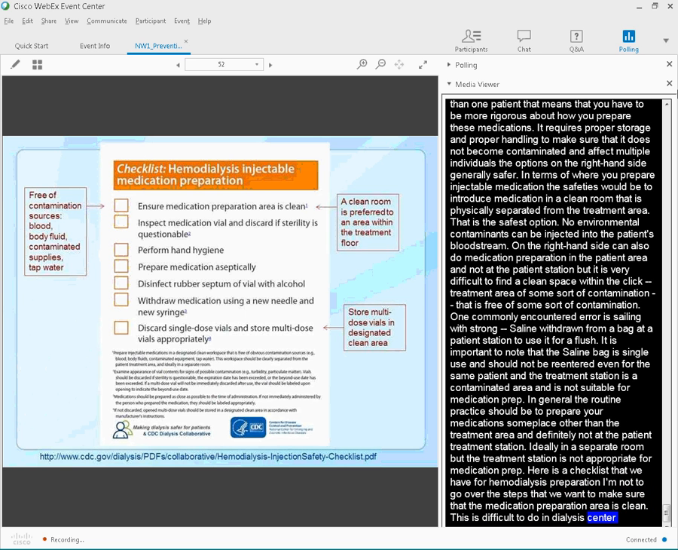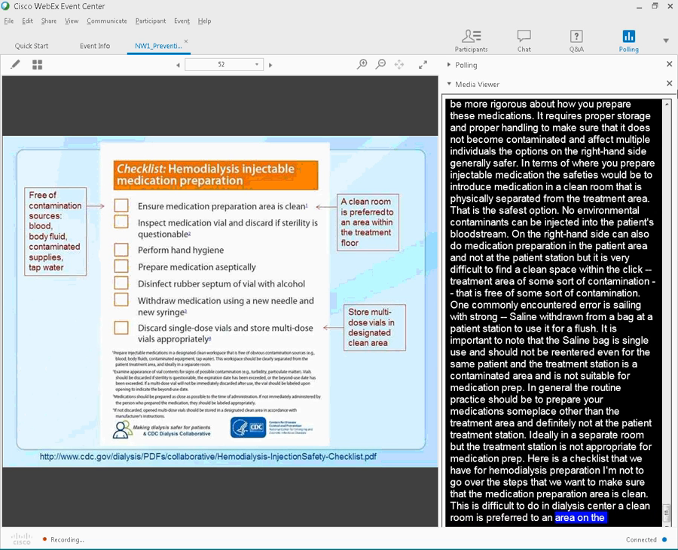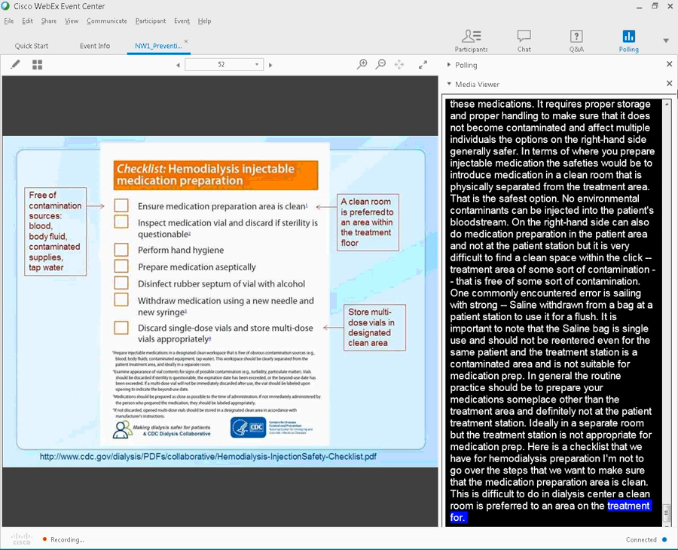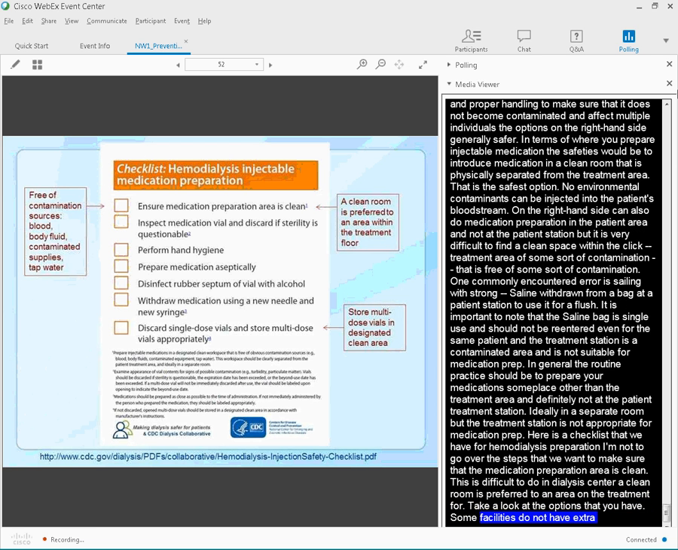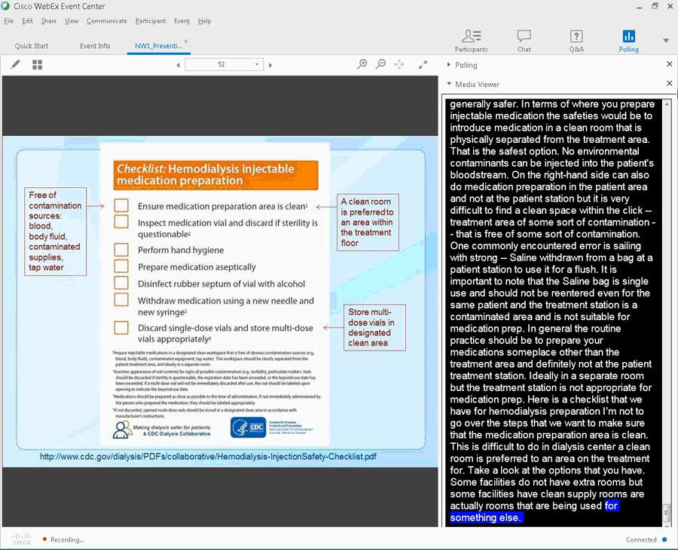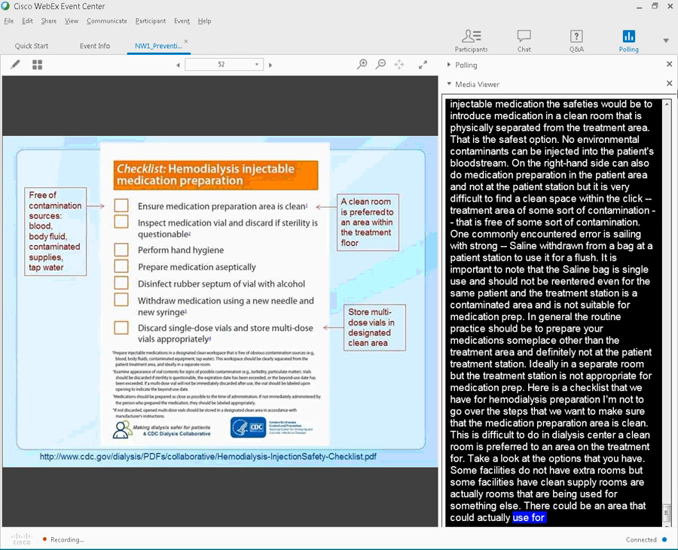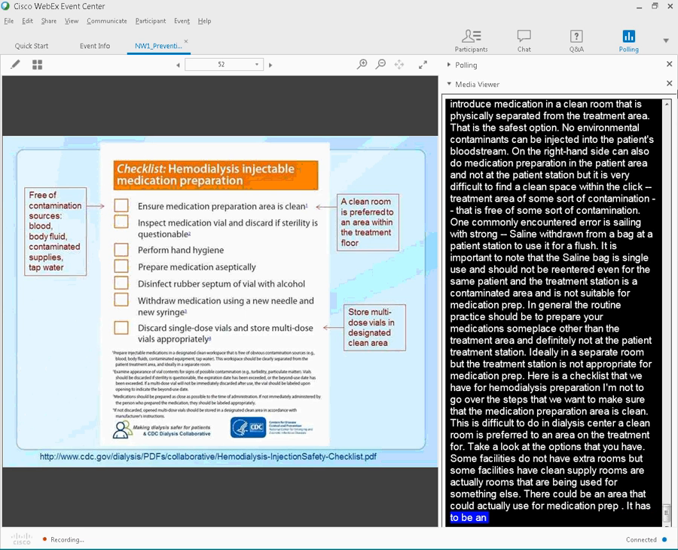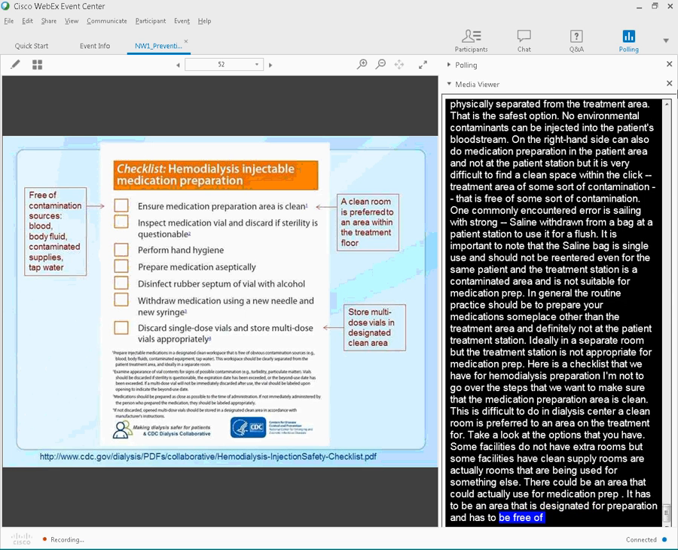Some facilities, I know every facility doesn't have extra rooms, but some facilities have clean supply rooms or extra rooms that are being used for something else, and it could be an area where you could actually make it a clean room and use it for medication prep. So regardless where you do your med prep, it has to be an area that is designated for medication preparation, and it has to be free of contamination sources, and we've listed what those are here. So that includes blood, body fluids, contaminated supplies, tap water, dialysate, etc.